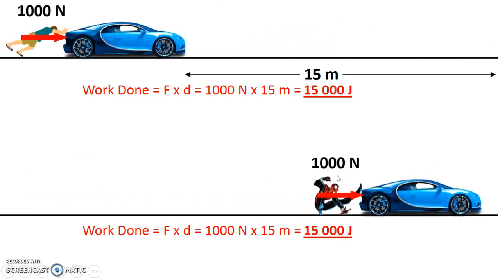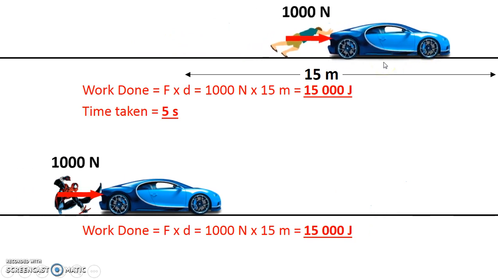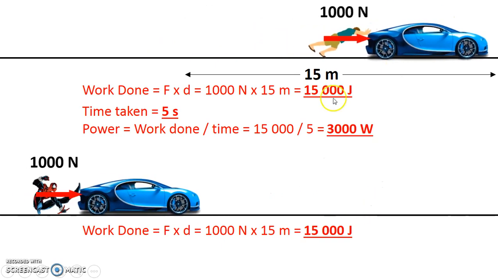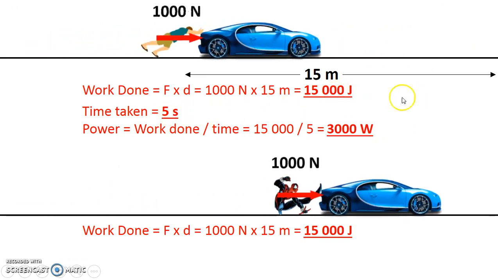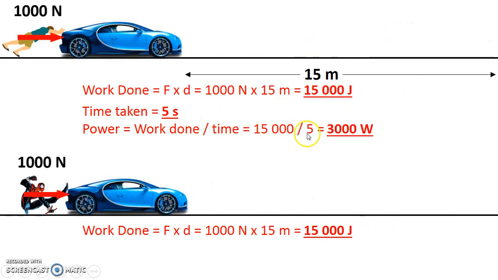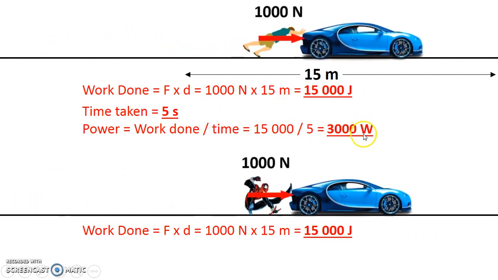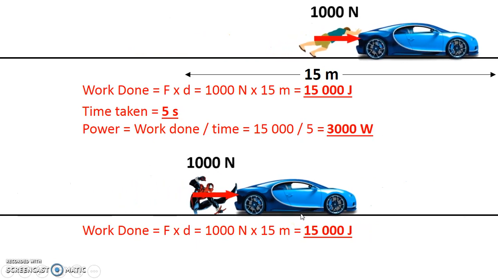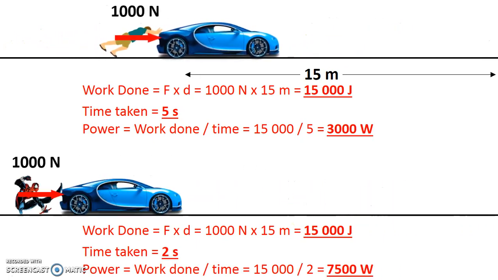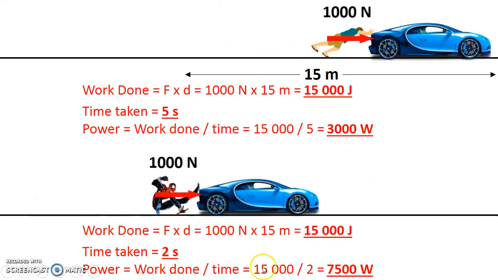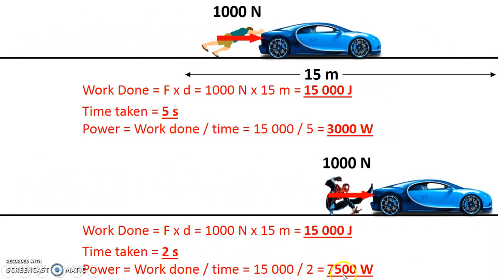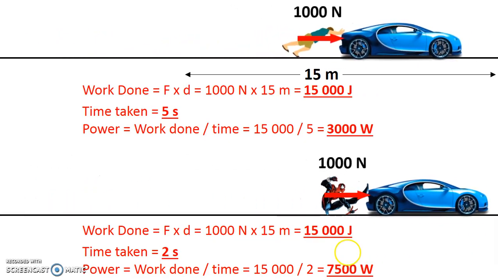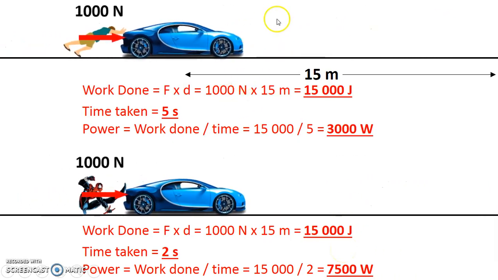So what does it mean? If you take 5 seconds to push a distance of 15 meters, your power is simply the work done divided by time. Work done 15,000 divided by 5 seconds gives you 3,000. This is a new SI unit: it's watts. But for Spider-Man, instead of 5 seconds, it takes only 2 seconds to push. So his power is the same amount of work divided by a smaller amount of time, 2 seconds, that gives him 7,500 watts. So you can see in this example, Spider-Man is definitely more powerful than you.